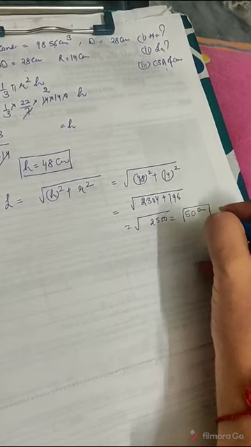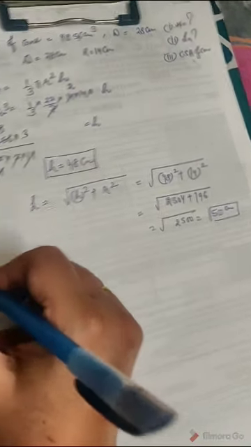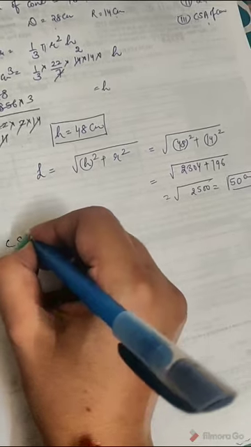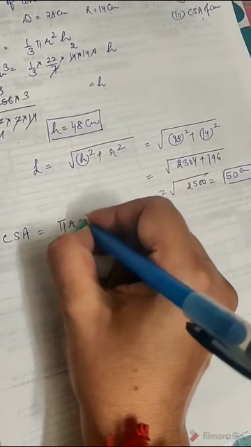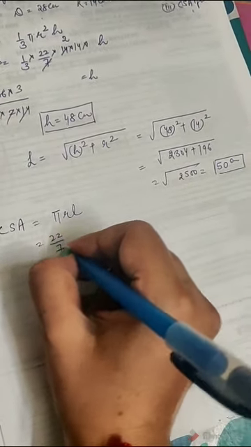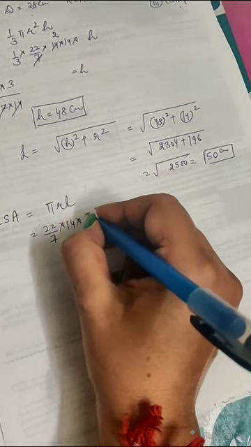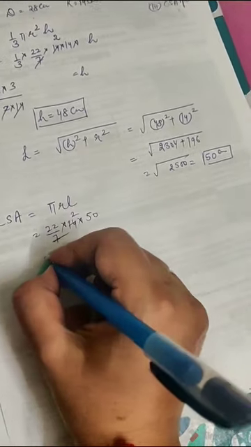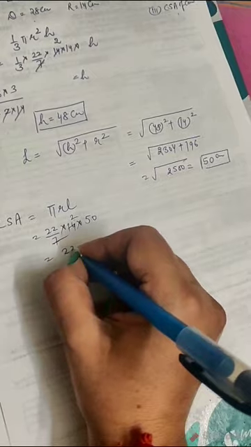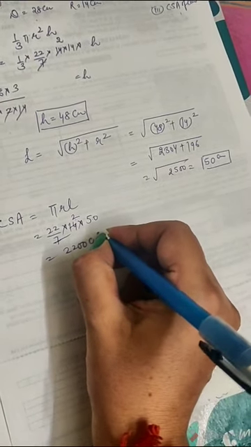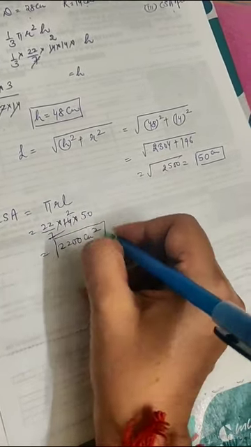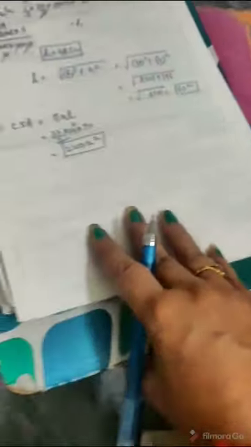Now he is saying that you have to find out the curved surface area also. So curved surface area of cone is equal to pi r l. 22 by 7, r was given to you 14 and l is given to you 50. So this is equal to 2200 centimeter square is your curved surface area of the cone.